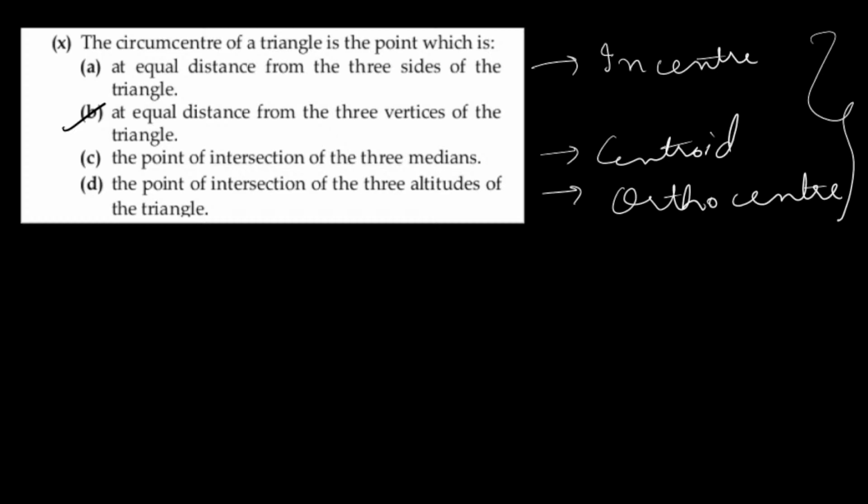Circumcenter is at equal distance from the three vertices. Incenter is at equal distance from three sides. And centroid is the intersection of three medians. Orthocenter is the intersection of three altitudes of the triangle. So I hope you will remember. For this one, B option is the correct answer.